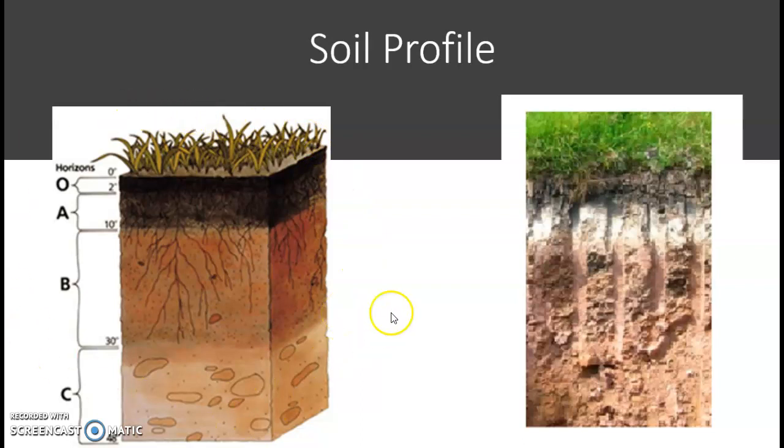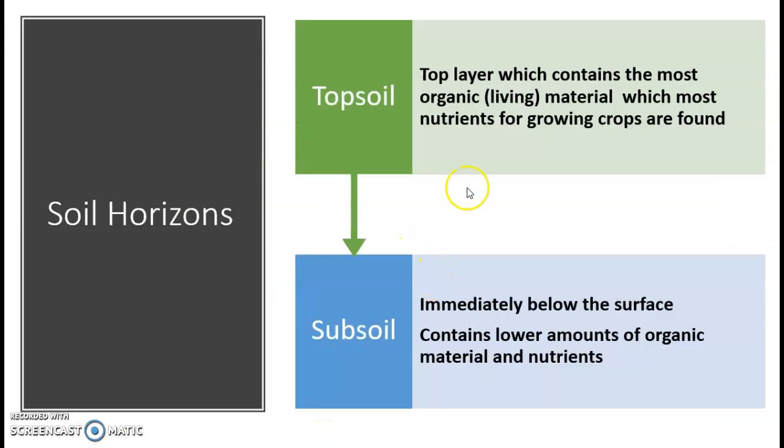So from a higher ecological perspective, we break soil into what's called horizons. So we have the O, the A, the B, and the C. For our purposes, we're going to simplify that a little bit and just look at the overall sections. So the first section, the part that we walk on, is called topsoil. It's the top layer, hence the name, which contains most organic material. So most of our living things are going to be found in the topsoil.